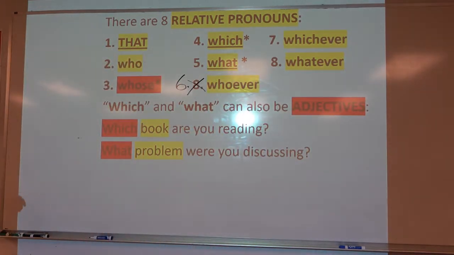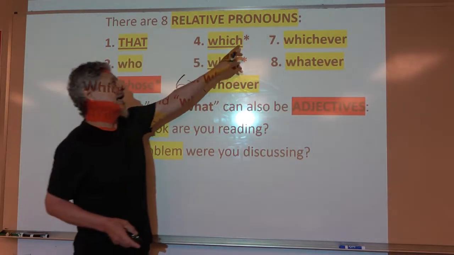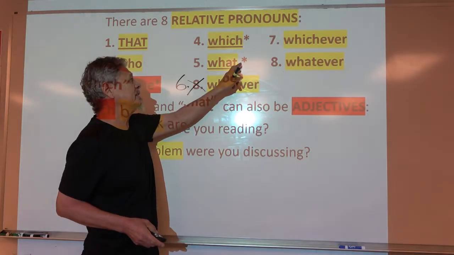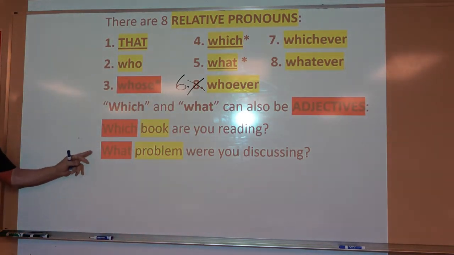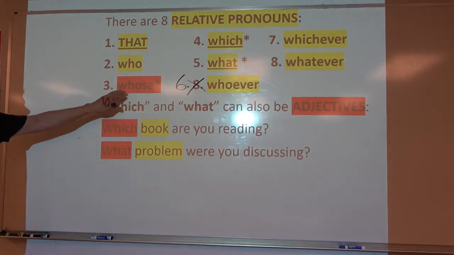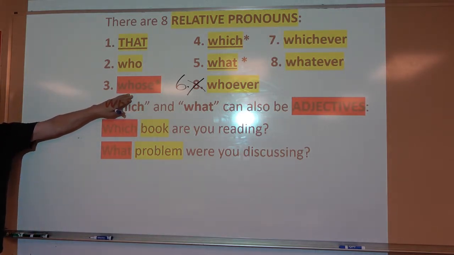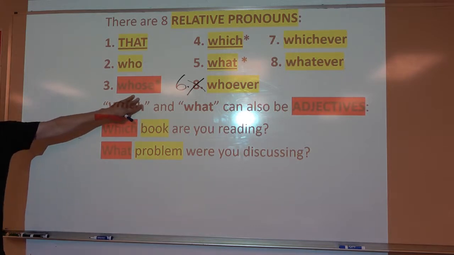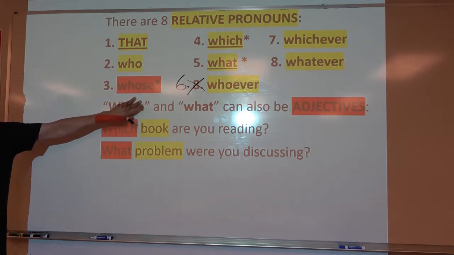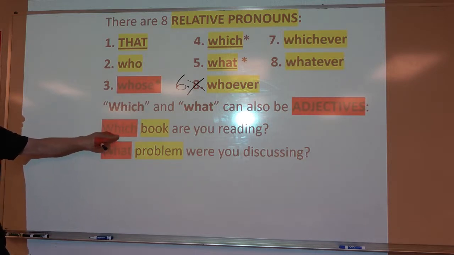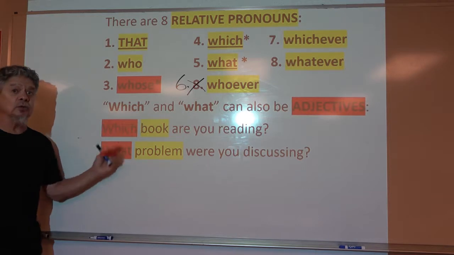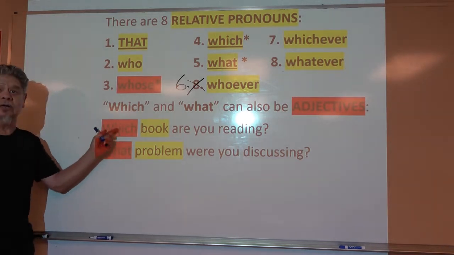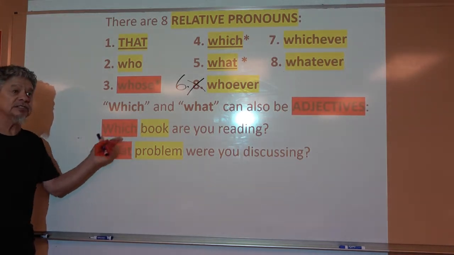All right. Now, I have asterisks on which and what, because these can be adjectives. Okay? All right. But now here's the word whose. Whose can also be an adjective, but whose is different. You notice here, which book are you reading? What problem are you discussing? There's only one clause here. These are independent clauses.